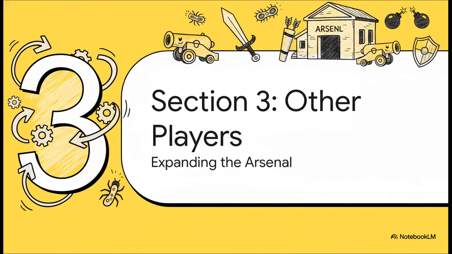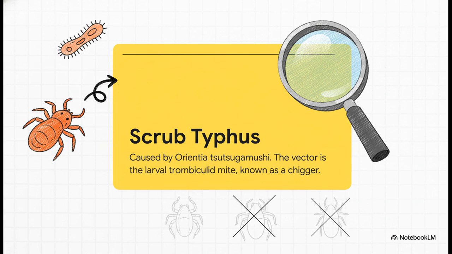Okay, so we've covered the 2 big groups, but there are a couple of other key players you absolutely need to have in your arsenal. These are the ones that are often tested as the exceptions to the rules. Now, Scrub Typhus is kind of the odd one out. First off, it's caused by Orientia tsutsugamushi, which isn't even a Rickettsiae species. And the vector, it's not a tick or a louse, but a chigger, that tiny larval form of a mite. This makes it totally unique.